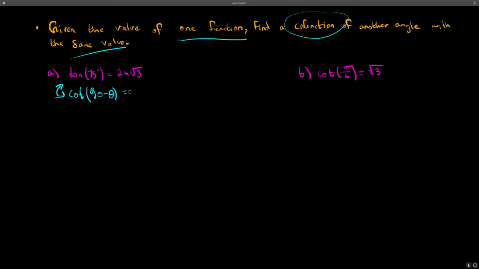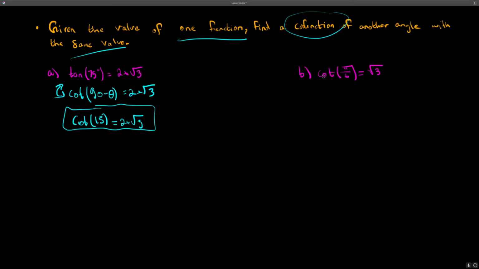90 minus theta will be equal to 2 plus radical 3. So to make these complementary, you have to do 90 minus 75. So cotangent of 15 degrees is equal to 2 plus radical 3. And now you know that cotangent 15 is the cofunction of tangent 75. And this will be the answer.